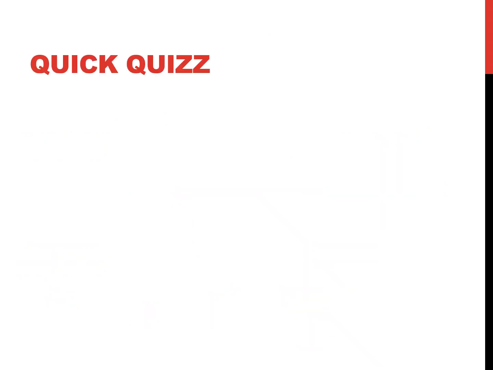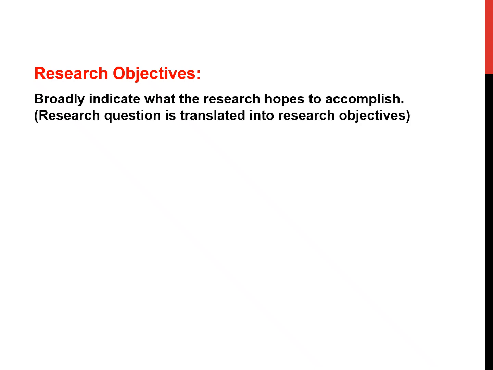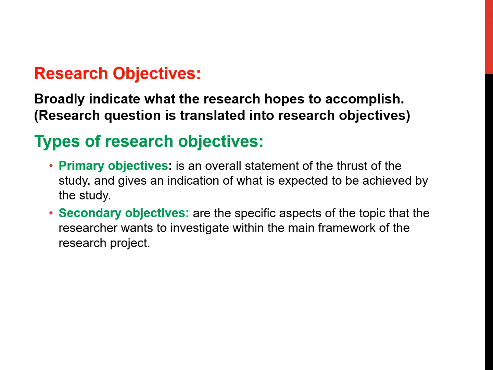So just a quick quiz. What's the difference between defining a research problem and research objectives? Ultimately we try and formulate research objectives, which is driven by the research problem, and there are two different types. Broadly speaking, there's a primary objective, so that's just a more general statement about the objective of what we're trying to achieve, and the secondary objectives relate to a specific aspect of the topic.